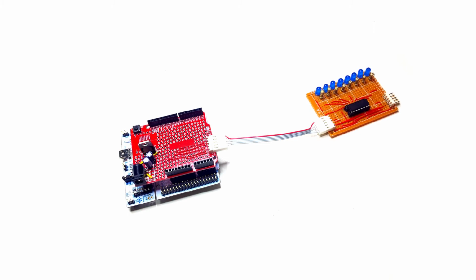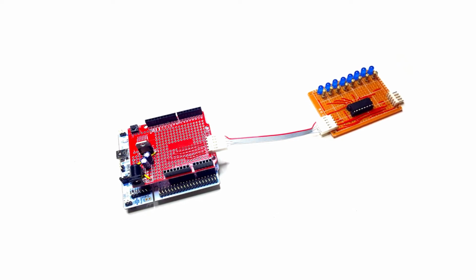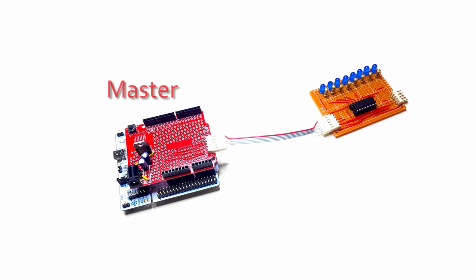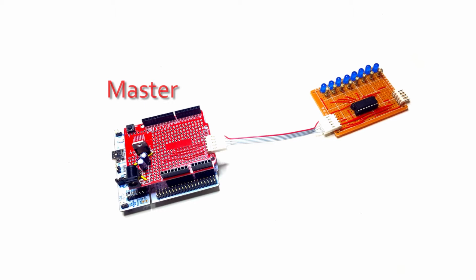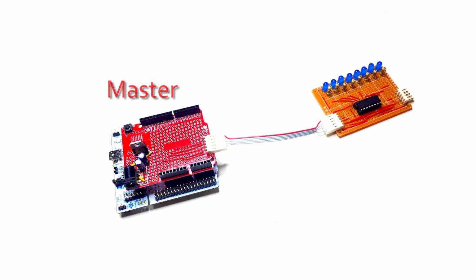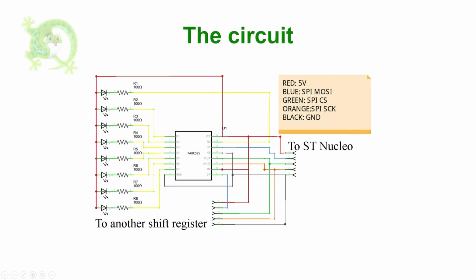In the next demo, we will use an SPI peripheral of the microcontroller to drive one or more shift registers. In this case, master is our STM32F4 and slave device is the shift register. As a first step, we built this simple circuit. As said, only a few connections are needed.